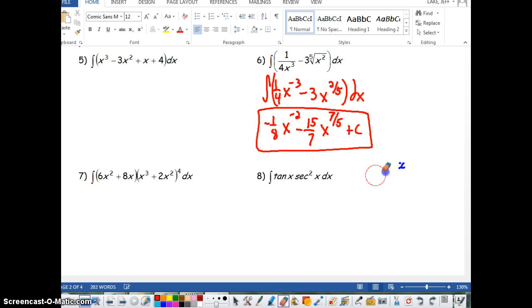All right, you notice most of the time you're going to make it whichever has the higher exponent. That's typically what you're going to use as your u. But if you did that here, you took the derivative of secant, you're going to end up with secant tangent, and it's not going to cancel out. So that just doesn't work.